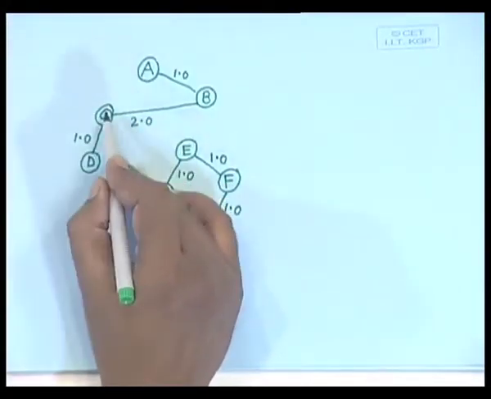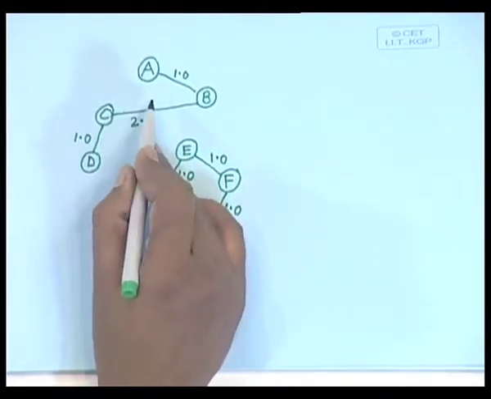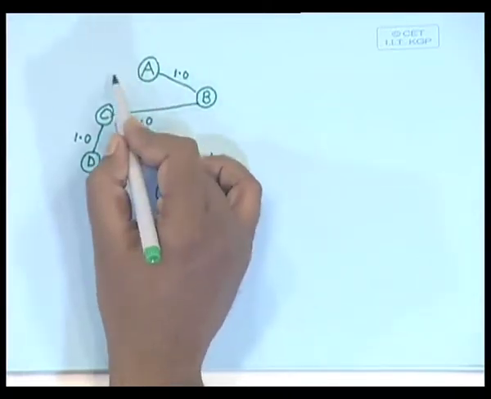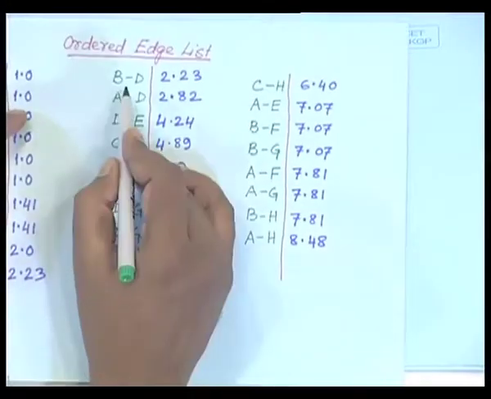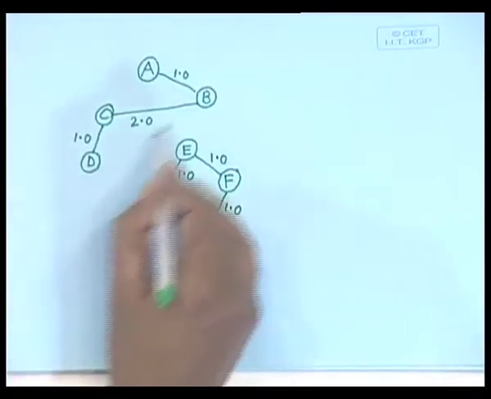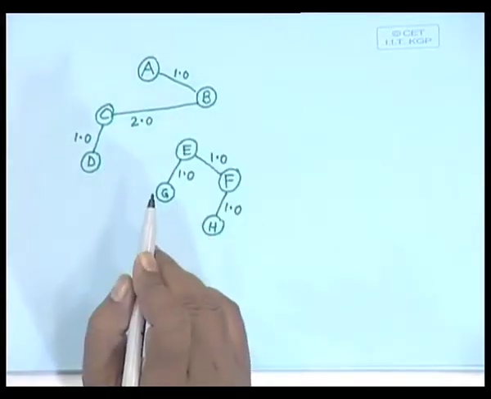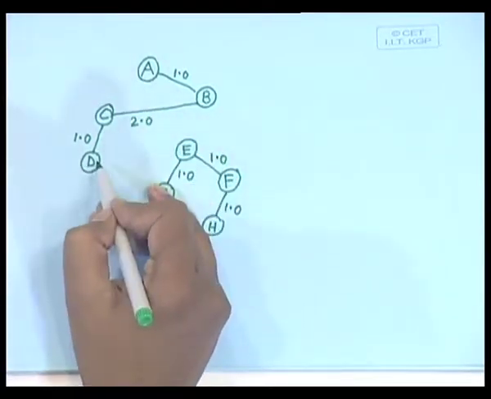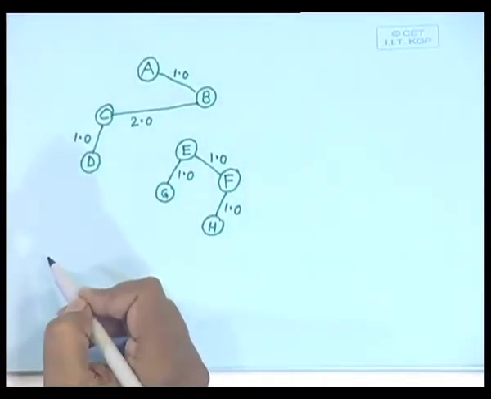The next one is A C. You find that after the inclusion of this edge B C, both A and C are in the same tree. So, if I connect A and C by this edge, there will be a cycle within the tree, so I should not consider this edge A C. Next comes B D. Again I have a similar situation. If I connect B and D, there will be a cycle, so I should not connect B and D. Next comes A D. Again the same situation. If I connect A and D, there will be a cycle, so it will not remain a tree anymore. So, I should not connect A D.